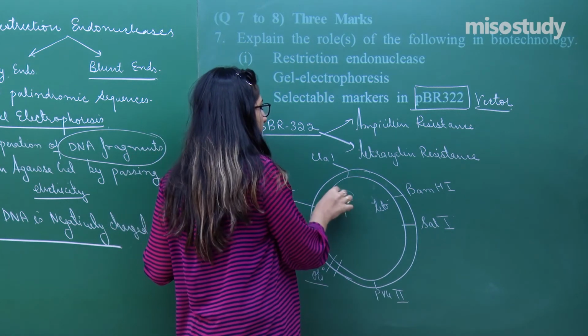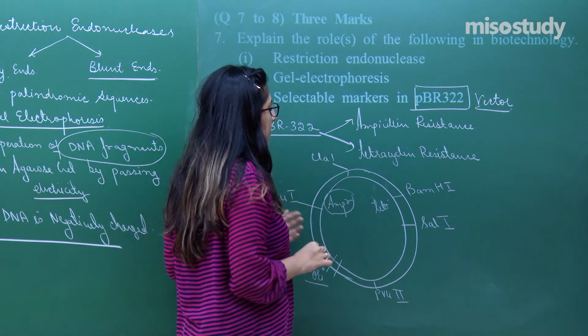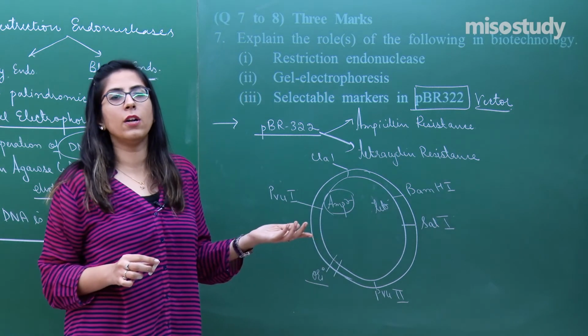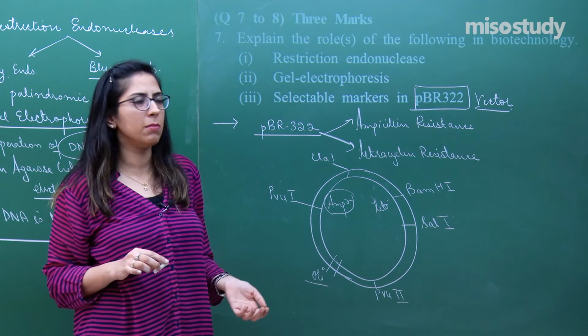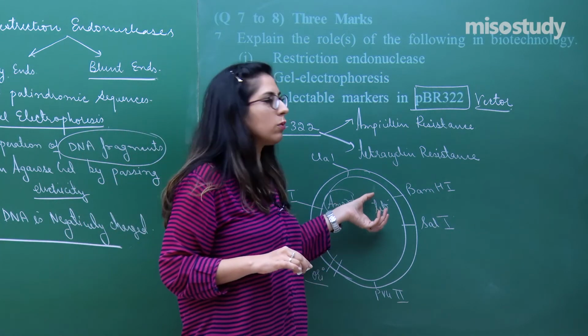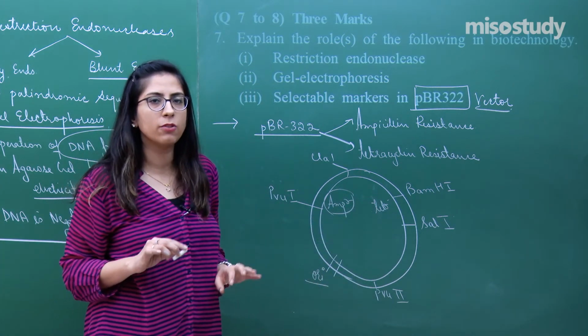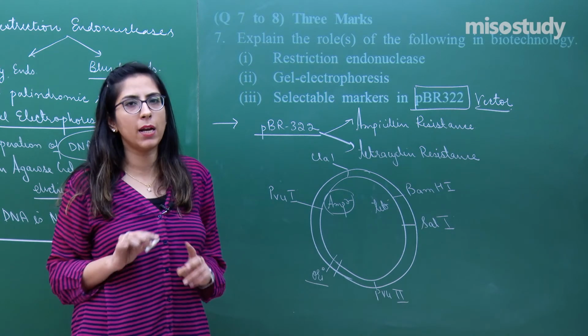So, if a gene of interest is inserted into the ampicillin resistance gene, the cell will not show resistance against ampicillin if we try to grow it on ampicillin medium, but it will show tetracycline resistance. So these are called selectable markers.